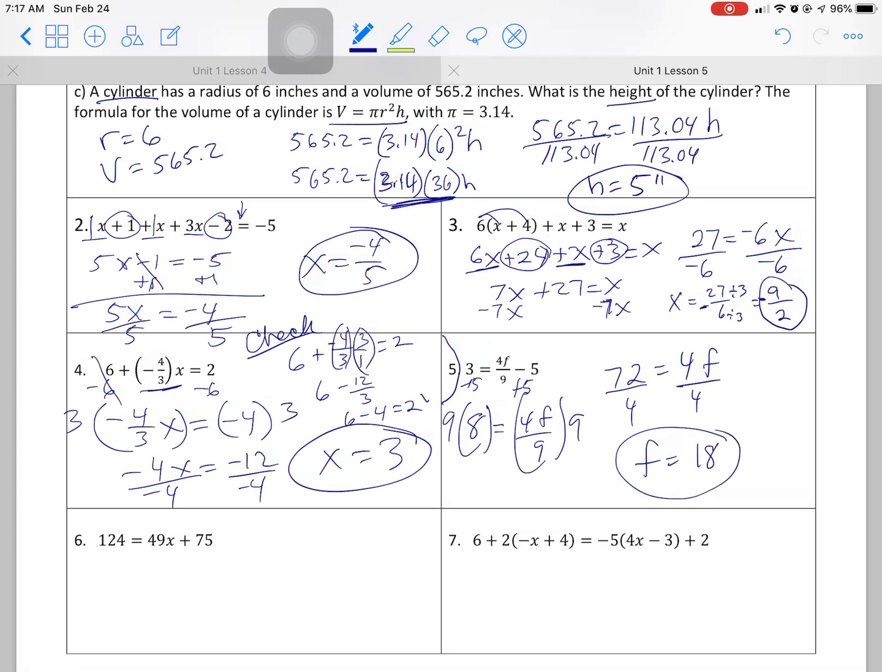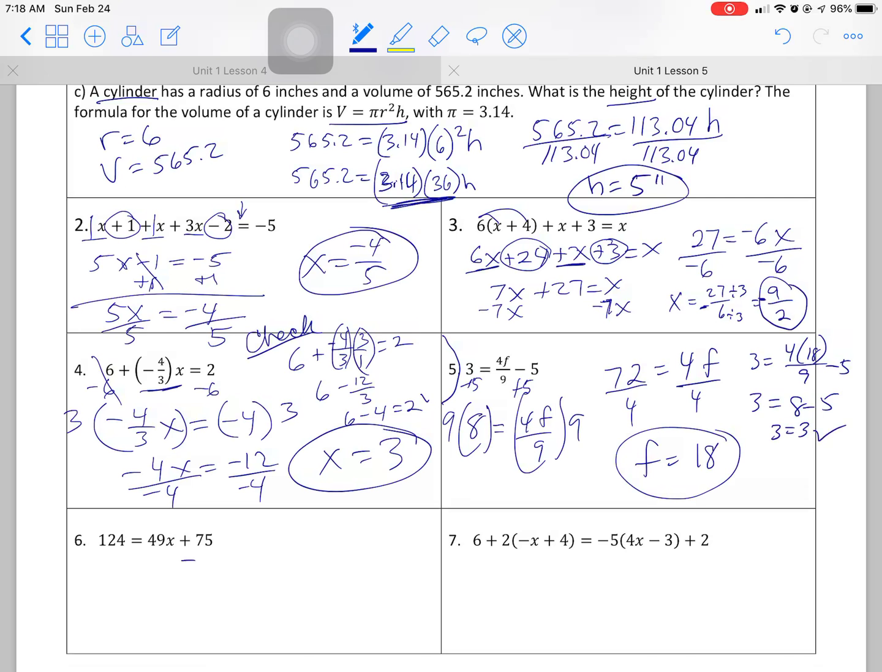We could check that one too. 3 equals 4 times 18 over 9 minus 5. 4 times 18 divided by 9. Put in the calculator. Comes out to an 8. Minus 5 is 3. There we go. All right.